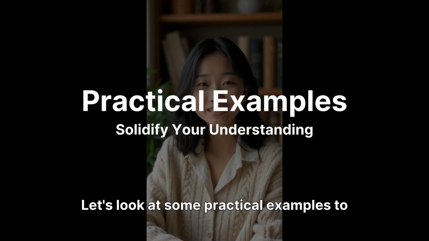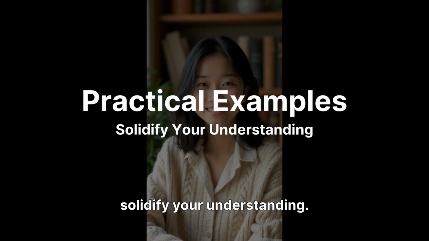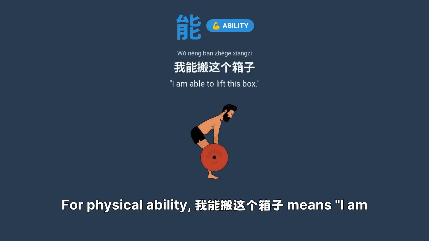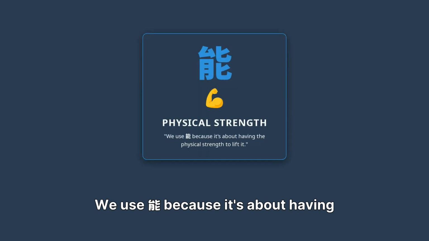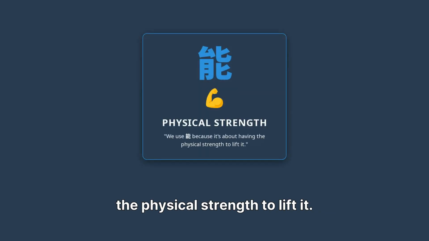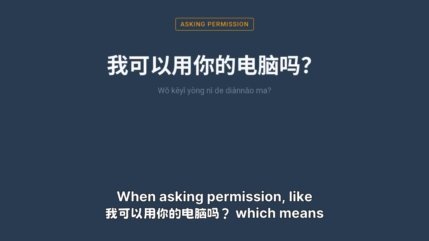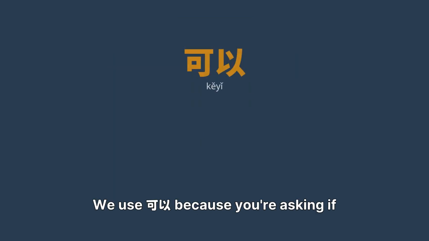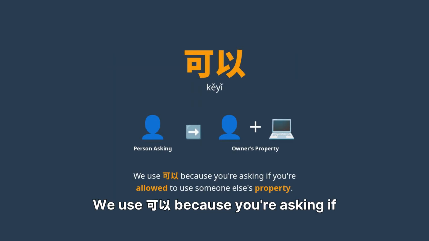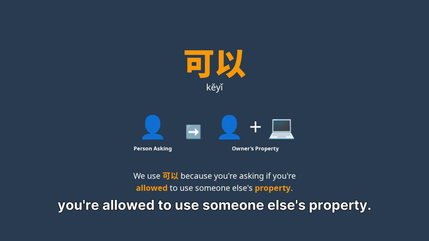Let's look at some practical examples to solidify your understanding. For physical ability, 我能搬这个箱子 means I am able to lift this box. We use 能 because it's about having the physical strength to lift it. When asking permission, like 我可以用你的电脑吗? Which means, may I use your computer? We use 可以 because you're asking if you're allowed to use someone else's property.